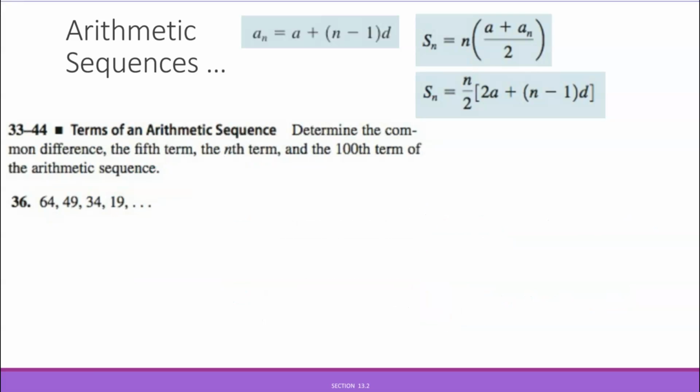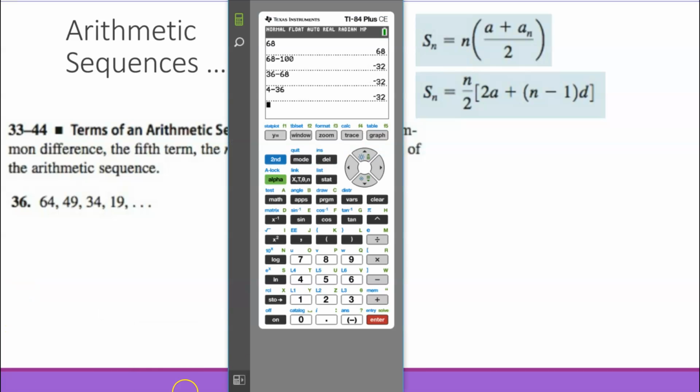For our next example, determine the common difference, the 5th term, the nth term, the 100th term for this arithmetic sequence. Okay, so first we want to determine the common difference. To get that, we're going to take a right number like 49, subtract a left number like 64, a right number 34 minus a left number like 49, a right number 19 minus the number on its left, 34, and we see that we have a common difference of negative 15.